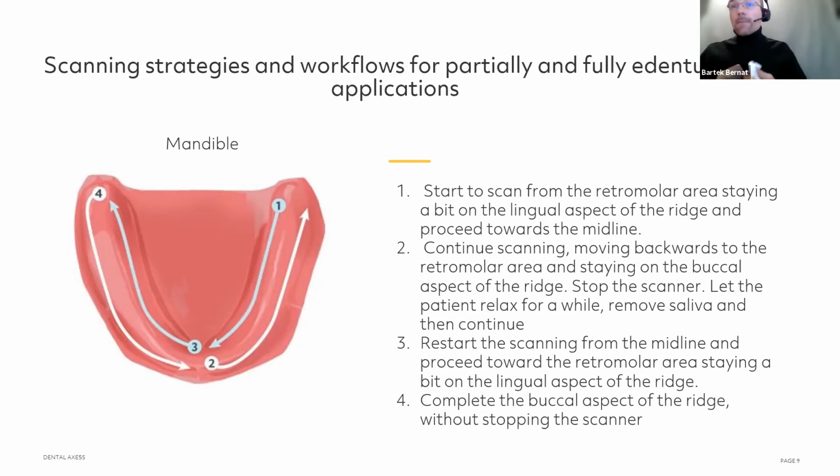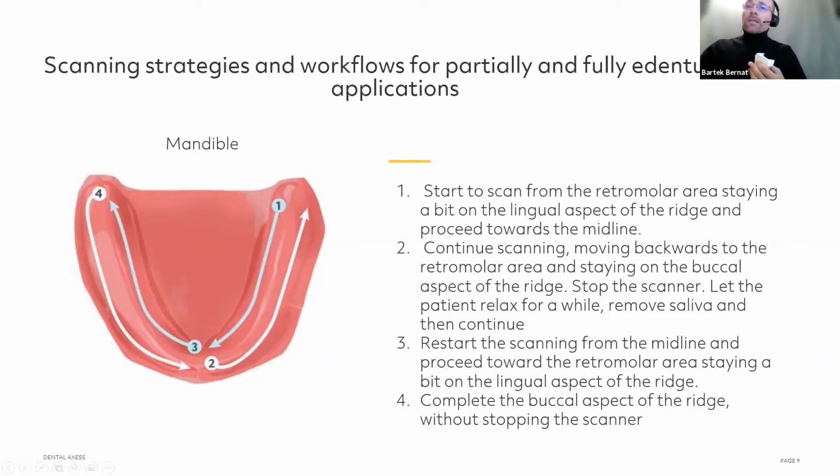Then we stop the scanner, so it's a good time to let the patient relax and maybe clean some saliva, which is building up a lot, as we know, in the lower jaw. And then you continue, you're starting your scanning from the midline and proceed towards the retromolar area, staying a bit on the lingual aspect on the ridge, obviously, to get it covered. And then you complete the buccal aspect of the ridge without stopping the scanner. So this is how it goes.